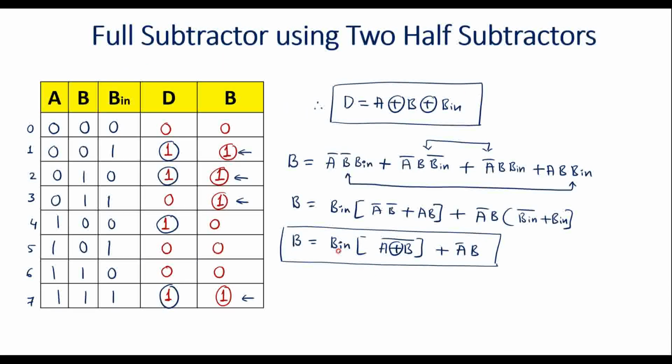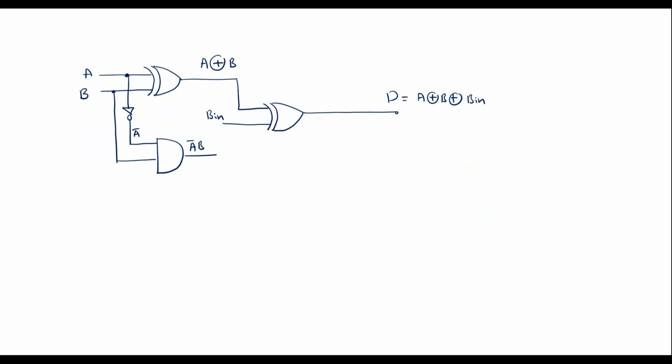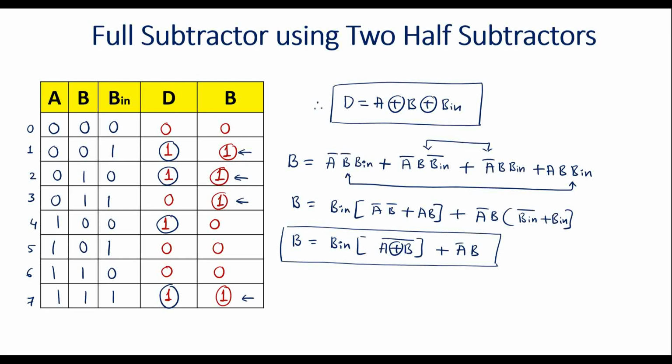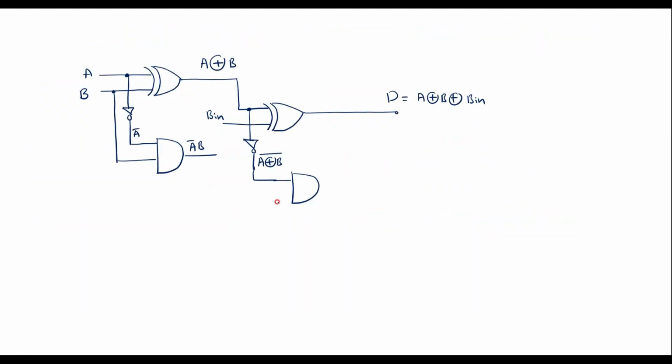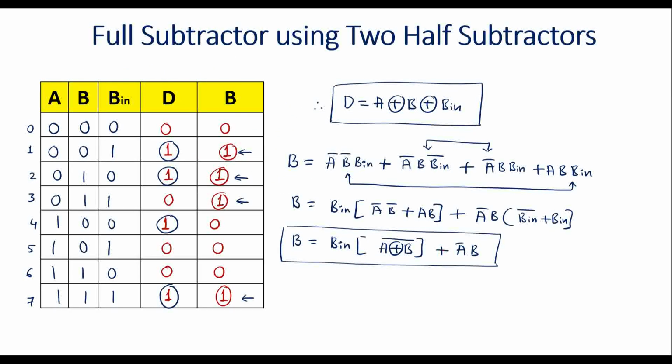So now here we have B in times the complement of A XOR B. Here this is A XOR B. So pass this through an inverter. The output of this is the inverted A XOR B. Pass this through an AND gate, because here we have the complement of A XOR B, dot B in. So I need one AND gate. Another input is B in. This is B in. So now the output of this and this should be connected to an OR gate, because the plus between them indicates an OR gate.